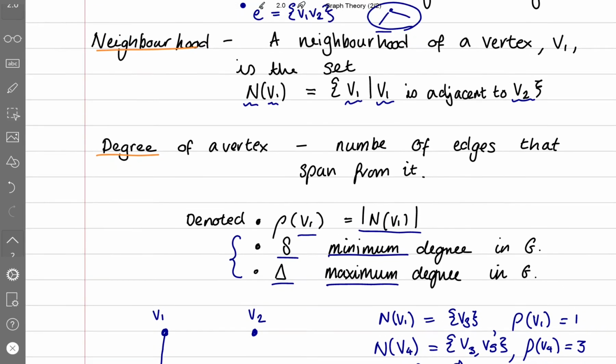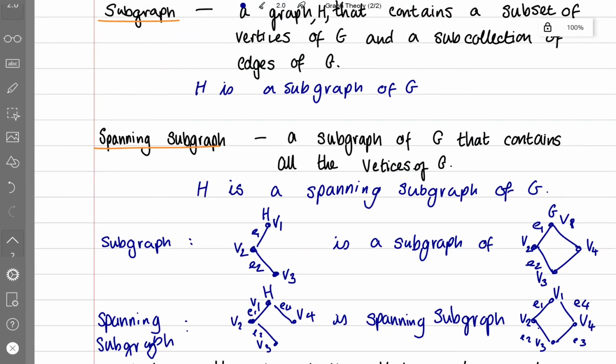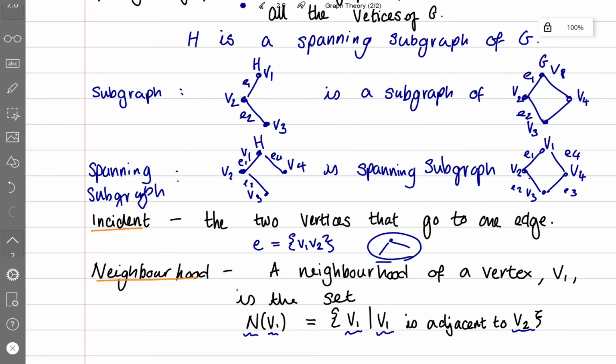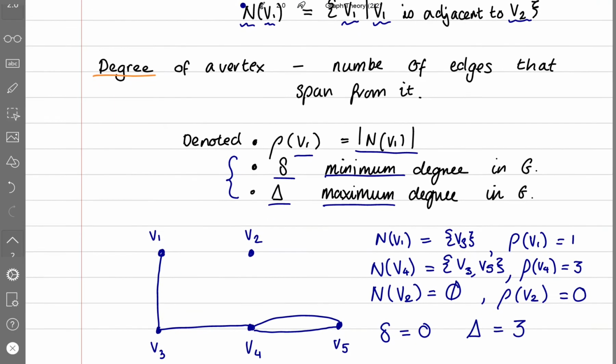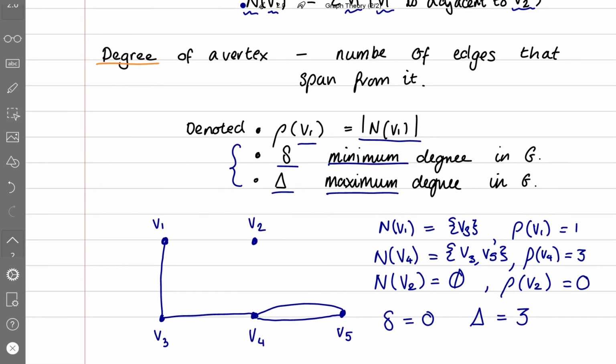So we've covered spanning graphs, subgraphs, incidences, neighborhoods, and degrees. Is there anything that you are particularly struggling with in graph theory?